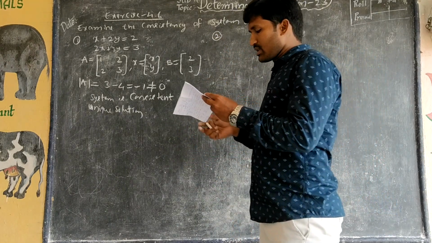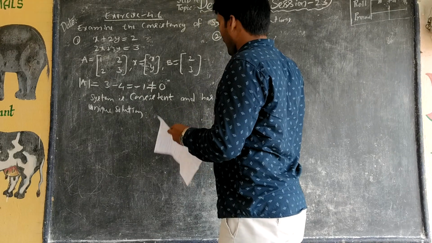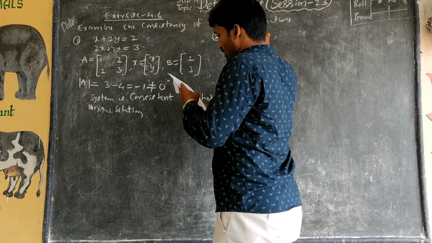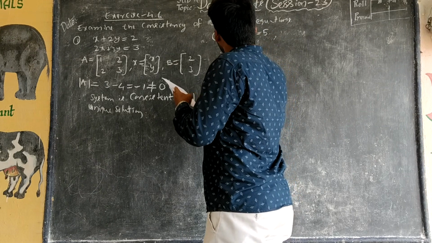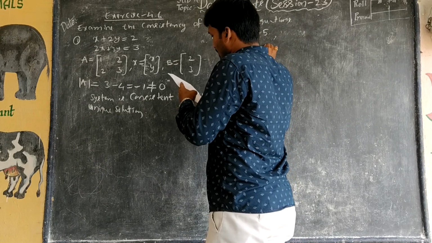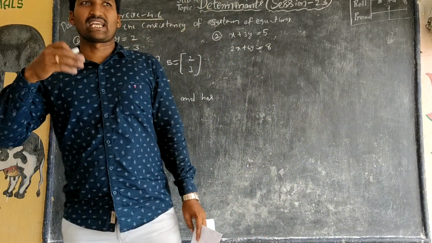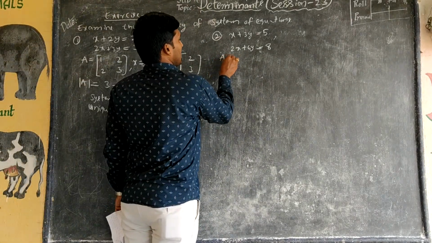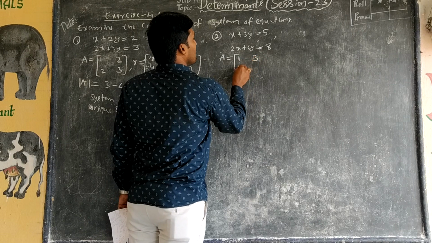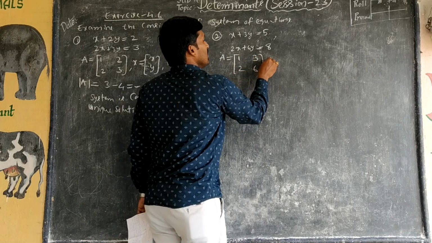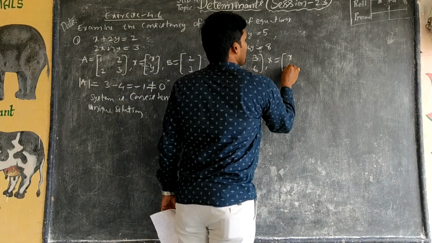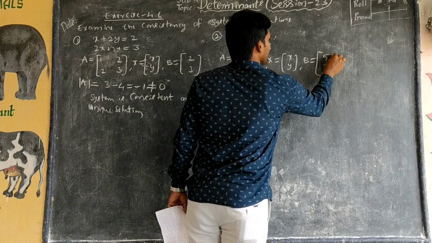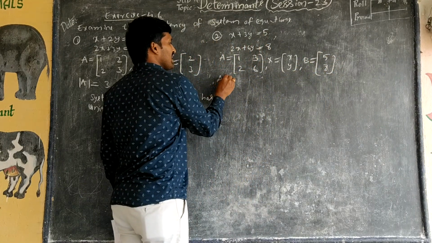For example, the question is given like this: x plus 3y equal to 5, 2x plus 6y equal to 8. I am telling how to check the consistency for the given system of equations. Let us take the A matrix. What is the A matrix? 1, 3, 2, 6. X matrix, only 2 variables x and y. What is the B matrix? 5, 8.